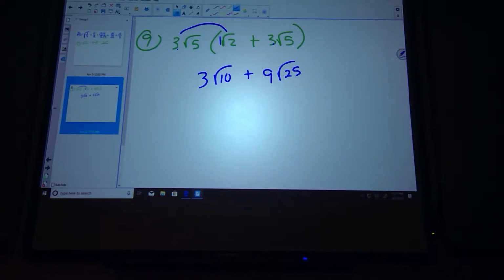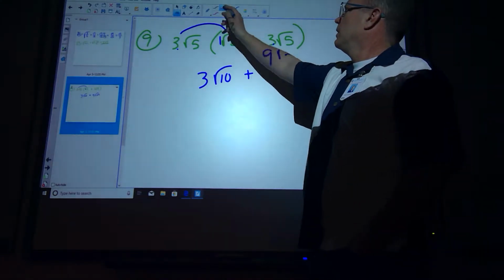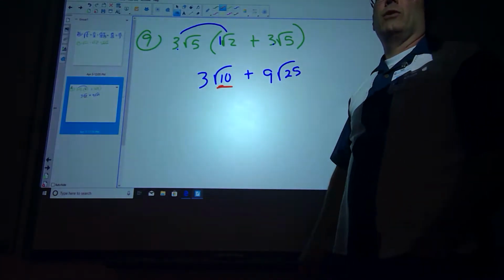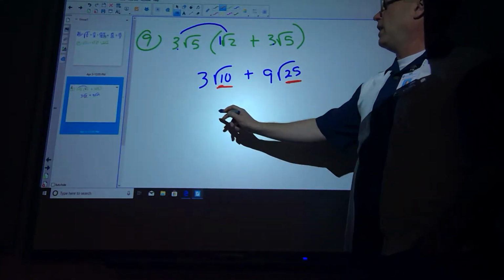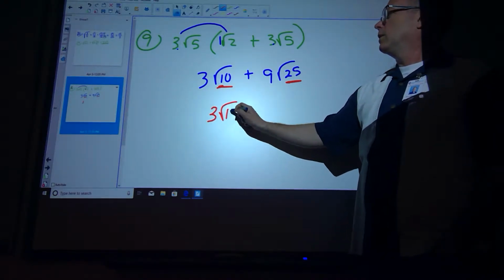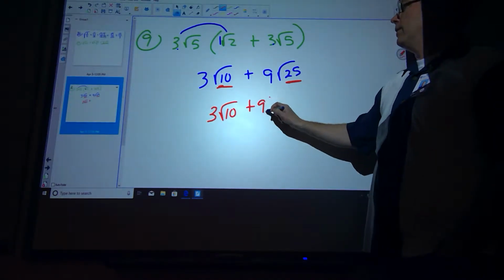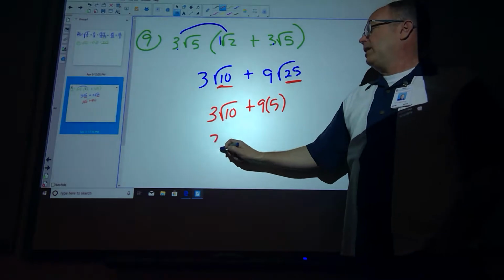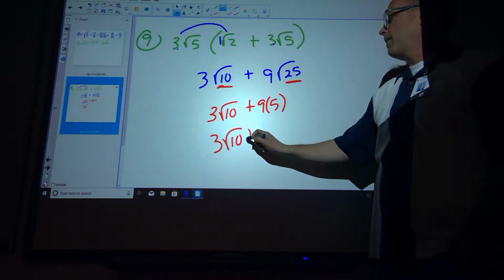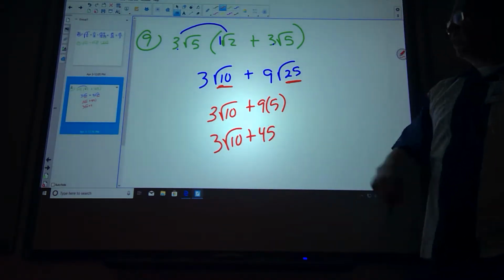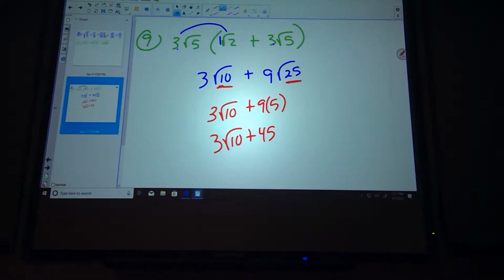Okay. 10 only breaks down to 2 times 5, so there's no perfect squares. But what's the square root of 25? 5. So that's 9 times 5. And then 9 times 5 is 45. There it is. Try to include all the steps. Does that make sense, the thought process? What else would you like to see?